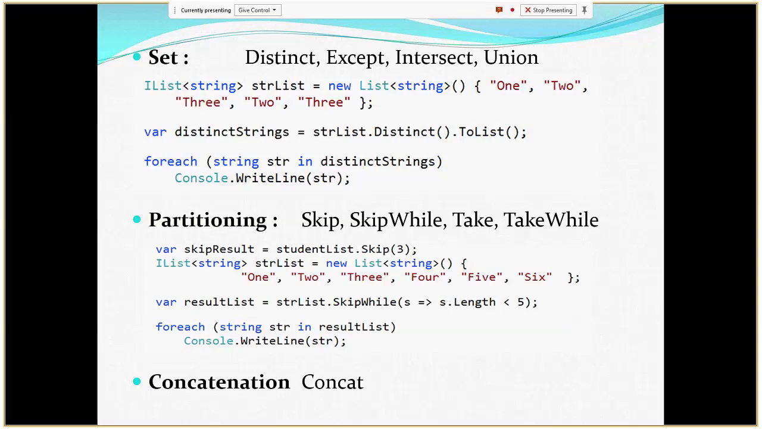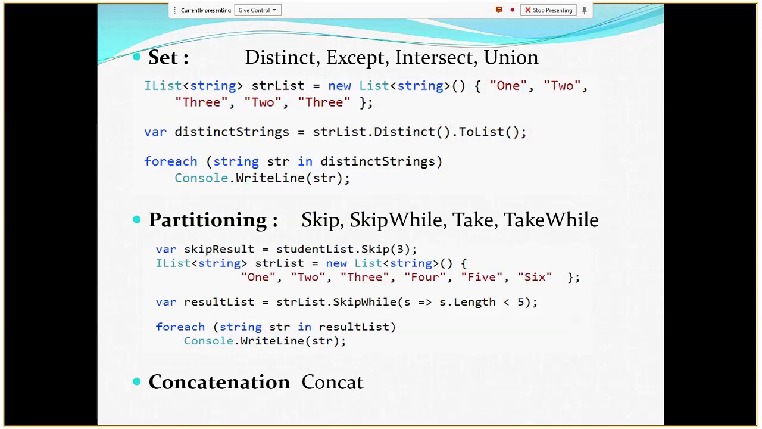Okay. Next we have set operators. In that we have distinct, except, intersect, union. Distinct is always used to remove the duplicate records. Except, when taking two collections, always gets the data available in only one collection. Intersect gives the data that is available in both collections. Union, the data will display from both collections, but it removes the duplicate records.